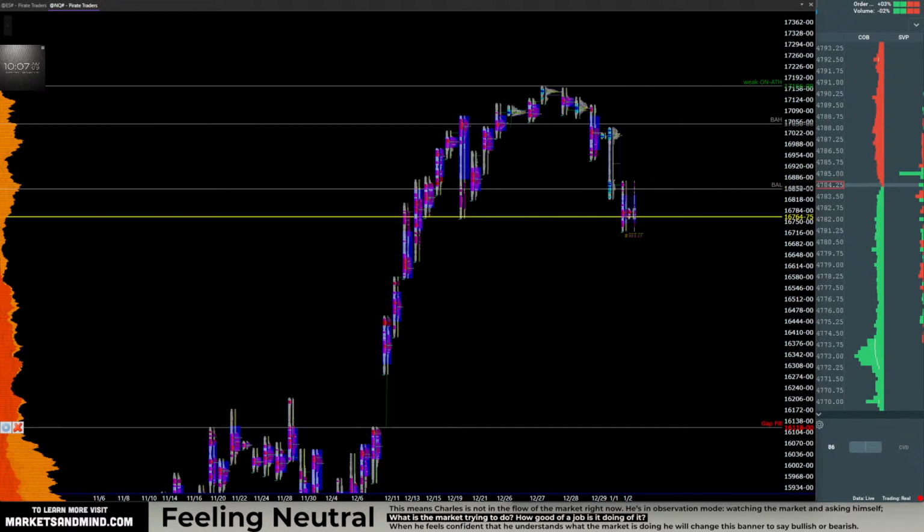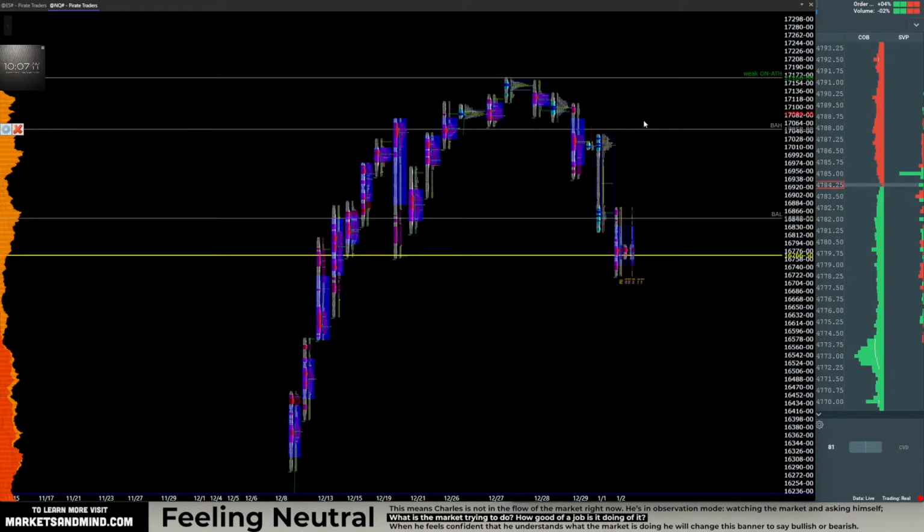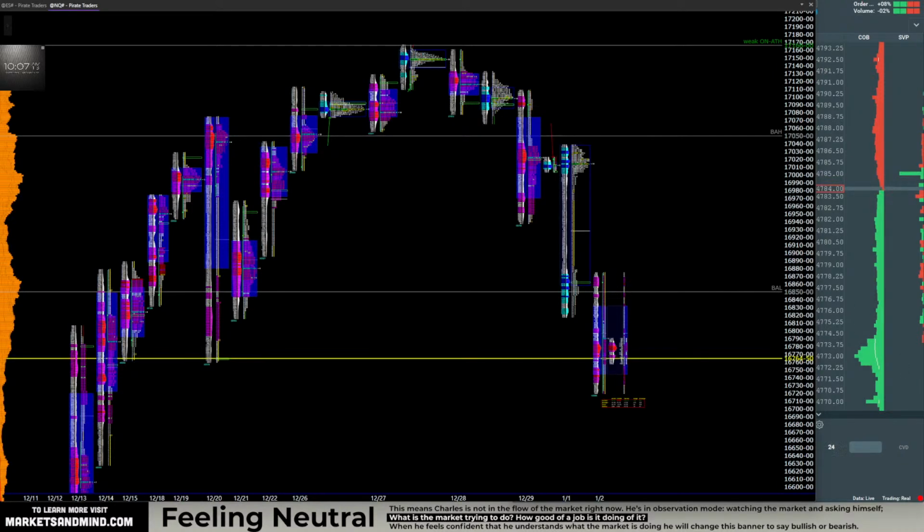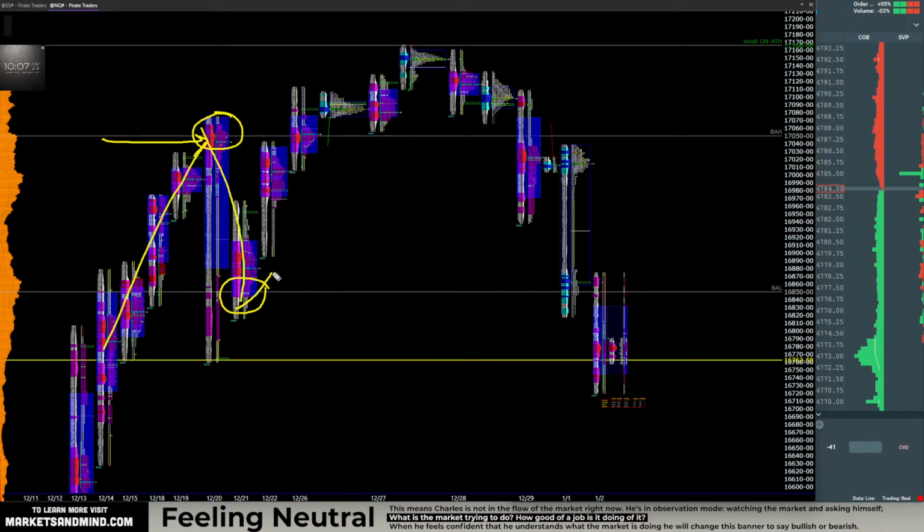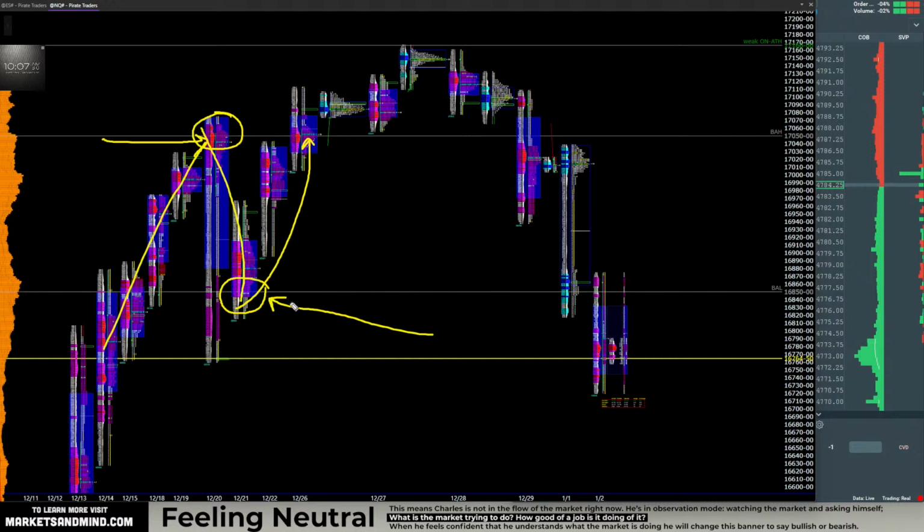So let's just walk through that mechanism once again so everyone understands. The market had momentum. It ran out. We saw that as a potential balance area high. The market failed back down, found support, and turned around straight back up. So we now assume that's a balance area low.